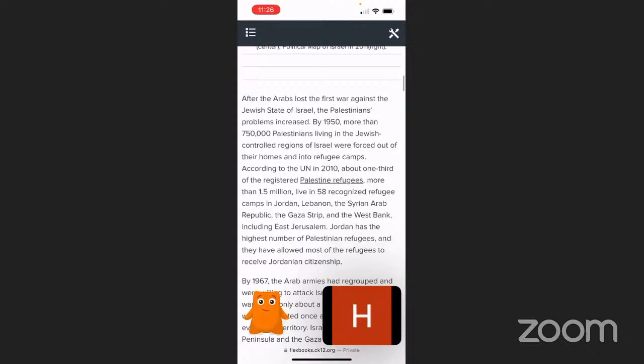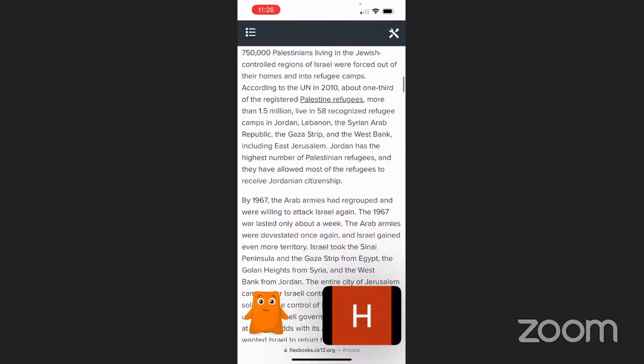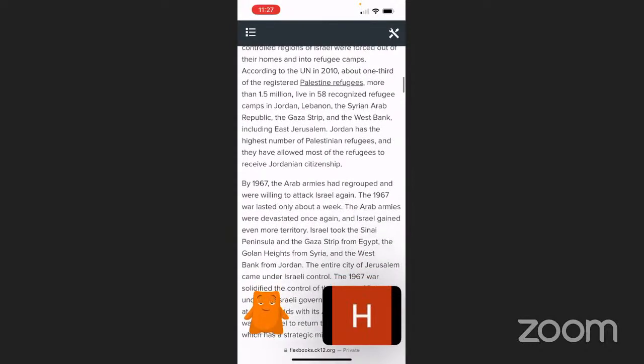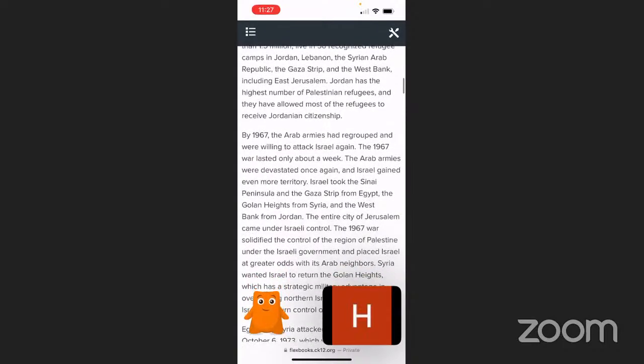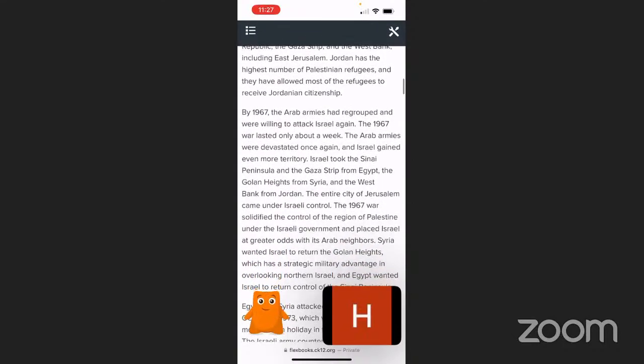After the Arabs lost the first war against the Jewish state of Israel, the Palestinian problem increased. By 1950, more than 750,000 Palestinians living in the Jewish-controlled regions of Israel were forced out of their homes and into refugee camps. According to the UN in 2010, about one-third of the registered Palestinian refugees, more than 1.5 million, lived in 58 recognized refugee camps in Jordan, Lebanon, the Syrian Arab Republic, the Gaza Strip, and the West Bank, including East Jerusalem. Jordan has the highest number of Palestinian refugees, and they have allowed most of the refugees to receive Jordanian citizenship.